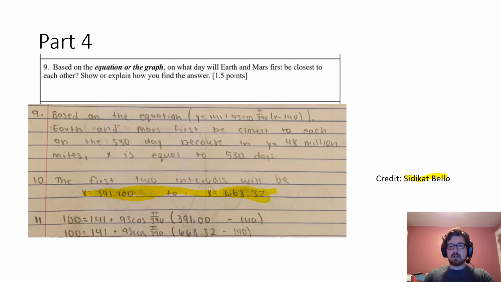This is when Earth is within 100 million miles of Mars, from 391.1 days to 666.32 days. Again, if you rounded and you said something like 400, I accepted that as a starting value, but you needed 2. Intervals are between 2 numbers. You can't just say one number of the interval.